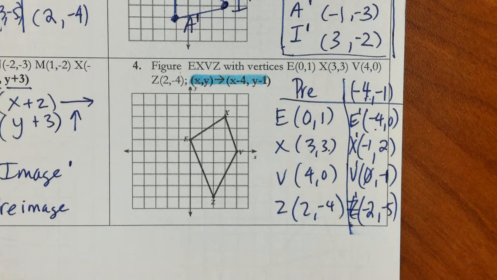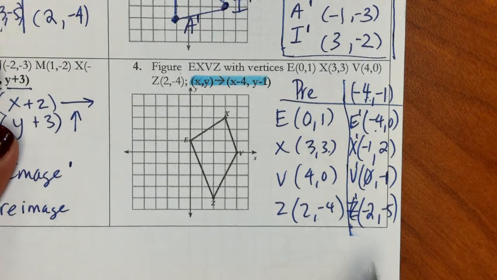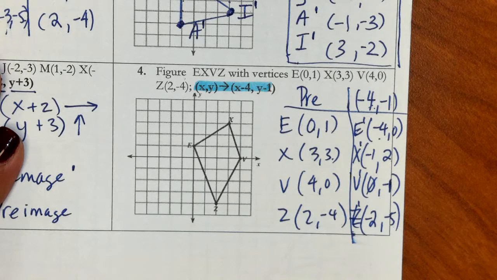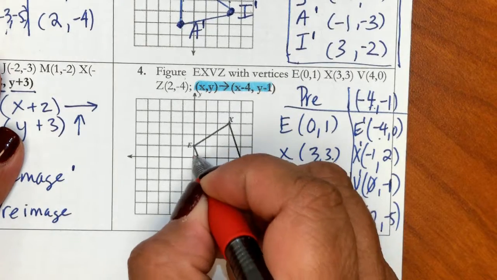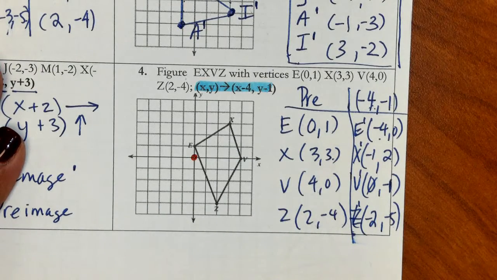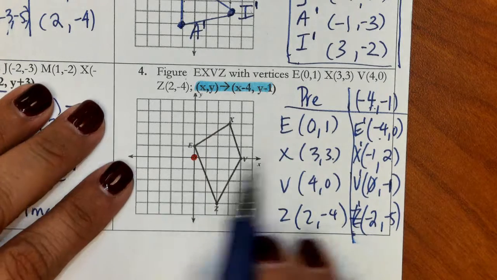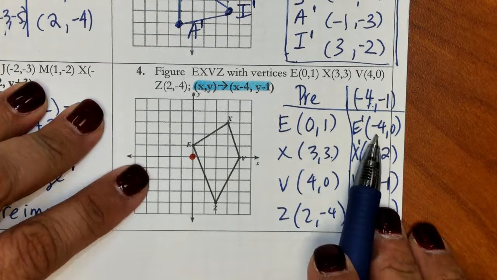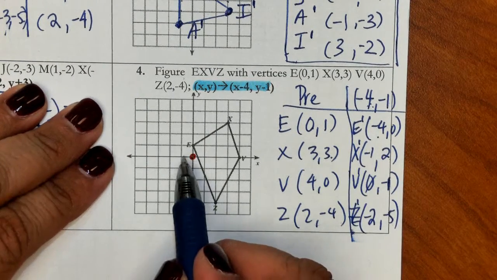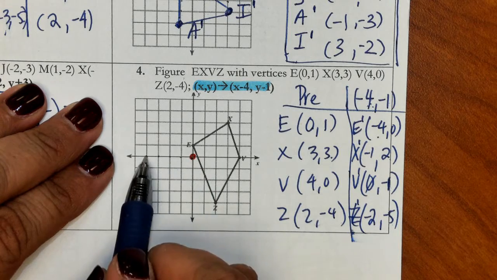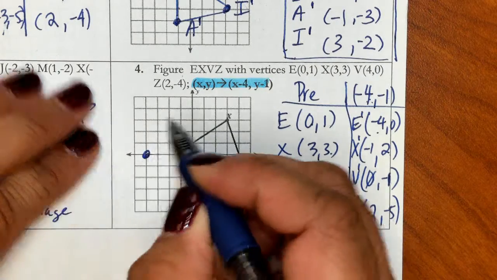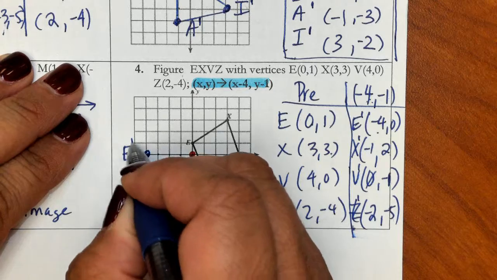Okay, and then you got to go plot it. So it should look something like this. And I'm going to get my lucky red pen and go right in there to make sure I know where 0, 0 is. And I'm going to plot E prime. E prime is negative 4. 1, 2, 3, negative 4, and a 0. He sits right here. I'm going to label him E prime.